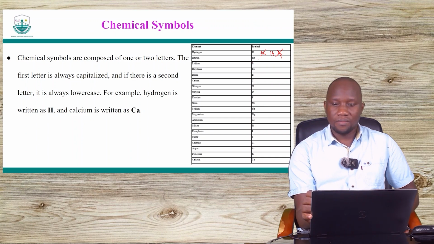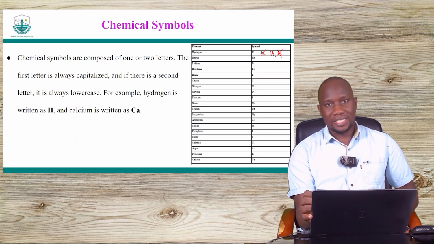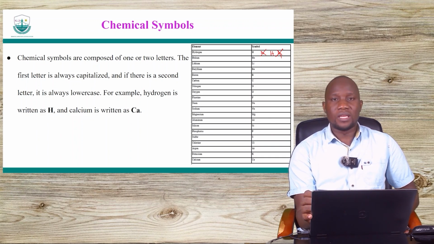So helium here is He. Usually the first letter has to be capital. The next that follows it has to be a lowercase or small letter. So you cannot write helium like this. No, that's wrong. It is capital H, and then a small e.